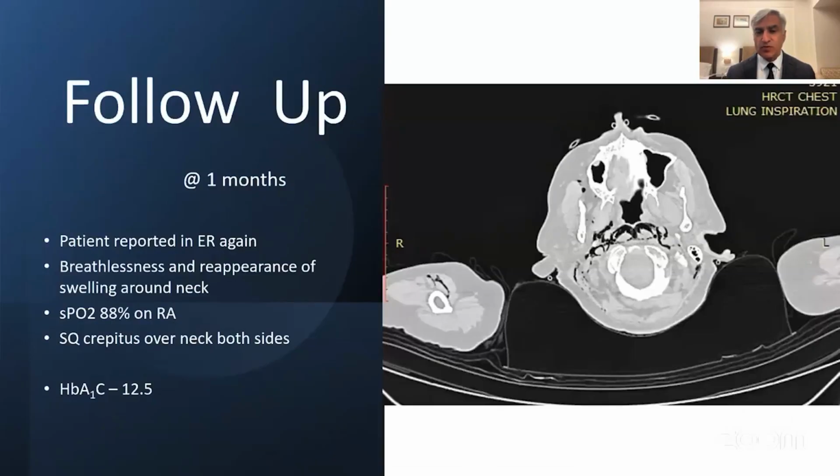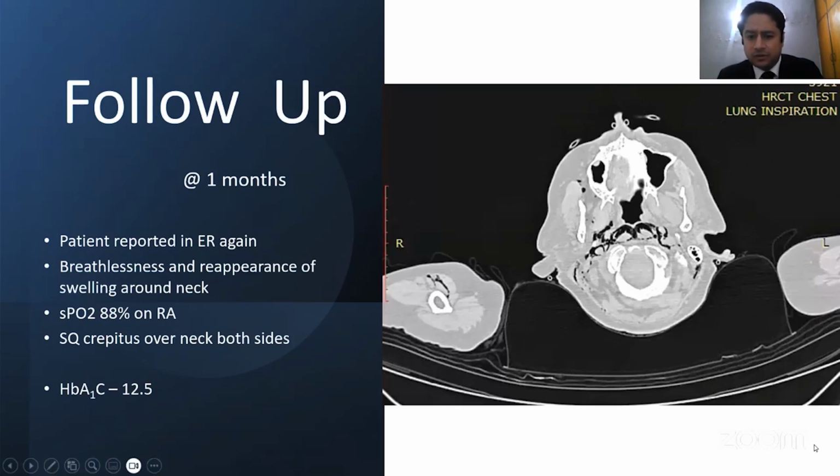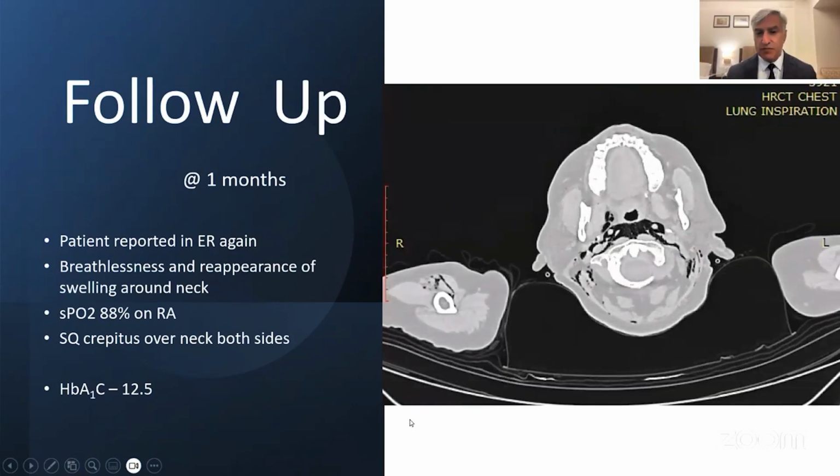Go to the next slide, Rahul. Yeah. What happened to this patient now? So at 1 month of follow-up, the patient reported again in emergency with breathlessness and reappearance of swelling around the neck. This time her room air saturation was 88 and subcutaneous crepitus was present. This is the present CT scan. Run the CD.